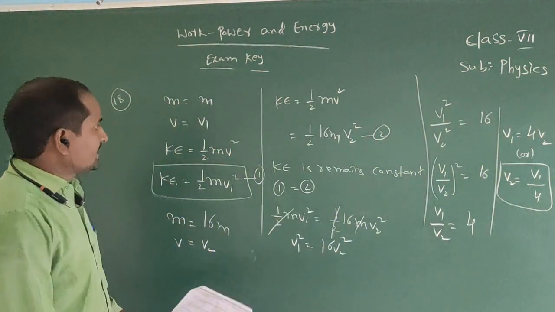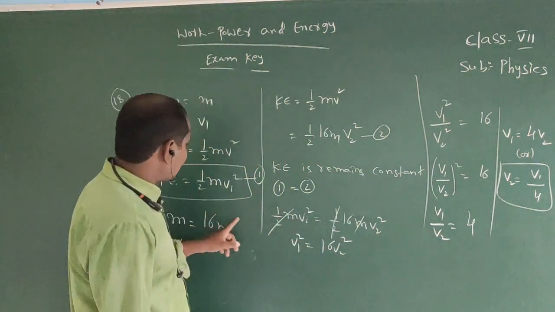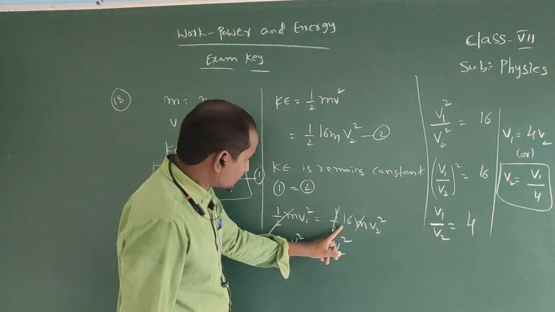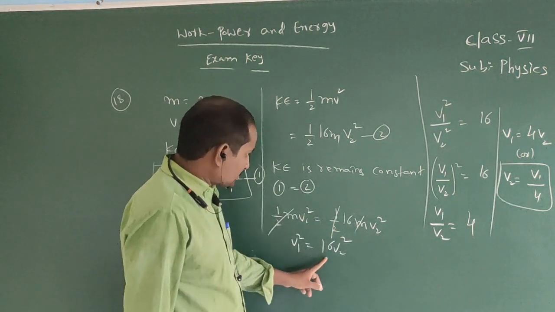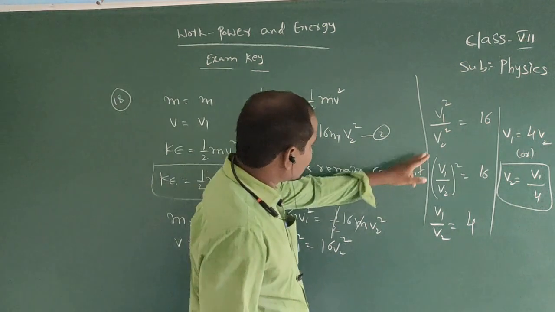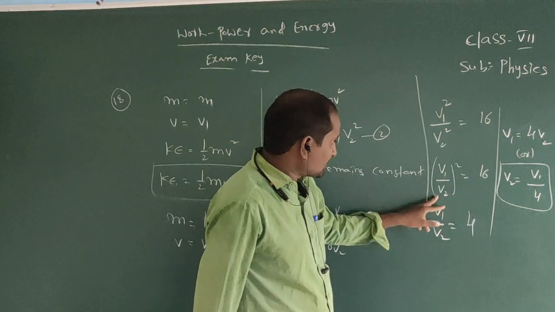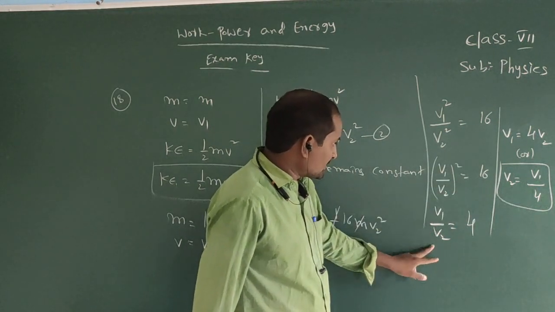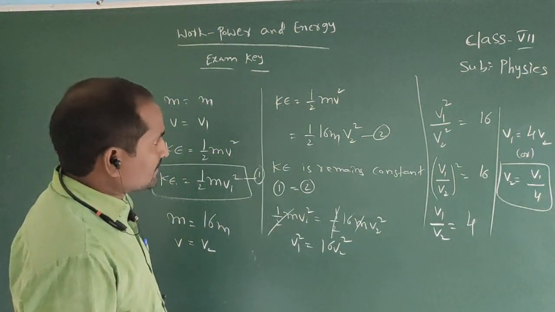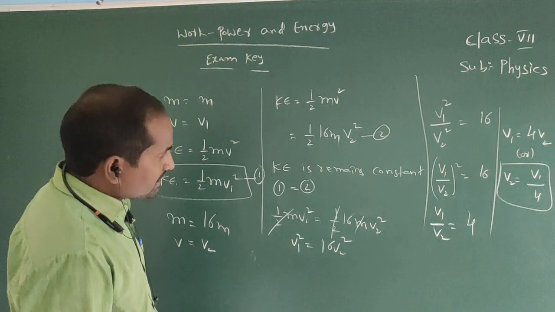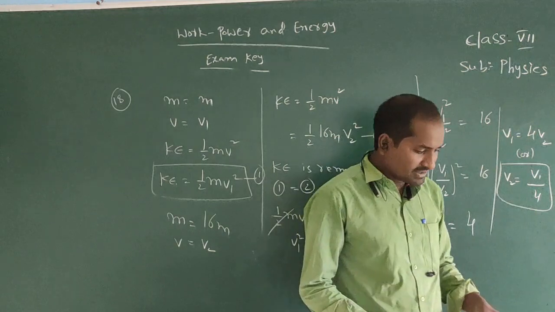But in this case K remains constant. It means equation number 1 equals equation number 2, both are equal. So half into m into v1 square equals half into 16 m v2 square. Here half m we cancel. v1 square equals 16 v2 square. So v1 square by v2 square equals 16. So v1 by v2 whole square equals 16. So v1 by v2 equals root 16, that equals 4. Therefore, doing cross product, v1 equals 4 into v2, or v2 equals v1 by 4.